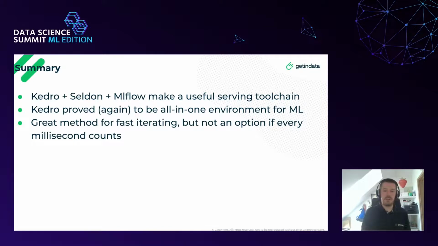So if you need your model to respond in 2 milliseconds, Kedro, because of this abstraction, because of using this data catalog, is maybe not a good way to implement it, and you should anyway create a custom Python microservice.